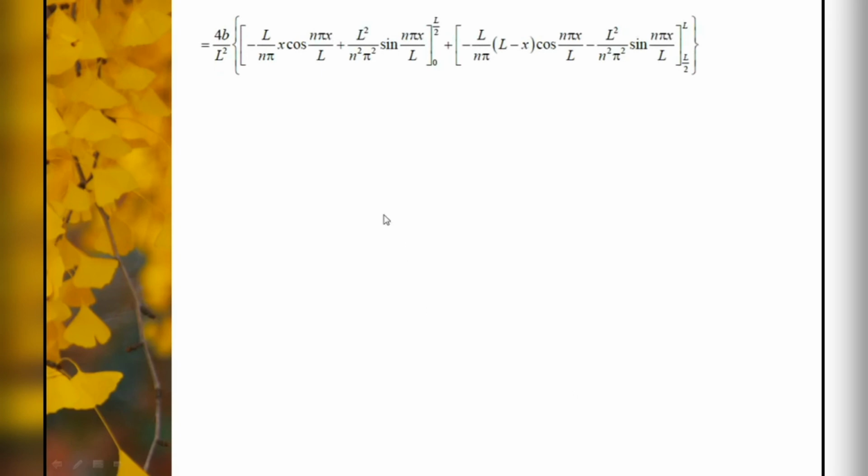See now, the constant along with this cos n pi x by L in the denominator and the sin n pi x by L's denominator is taken to the numerator. Here also we have done like this. Now one by one we will apply the limits. Now it is 4b by L squared. Now x is taking the value as L by 2. So it is L by 2 into cos n pi L by 2, L and L will get cancelled.